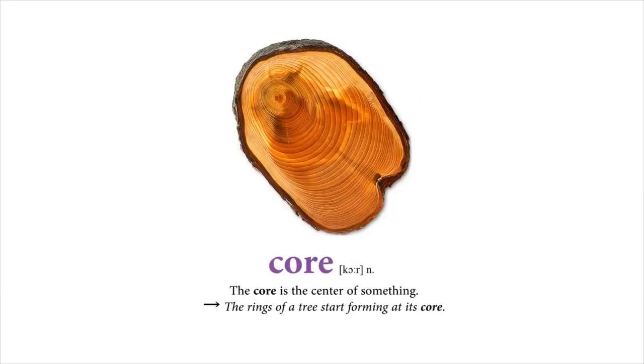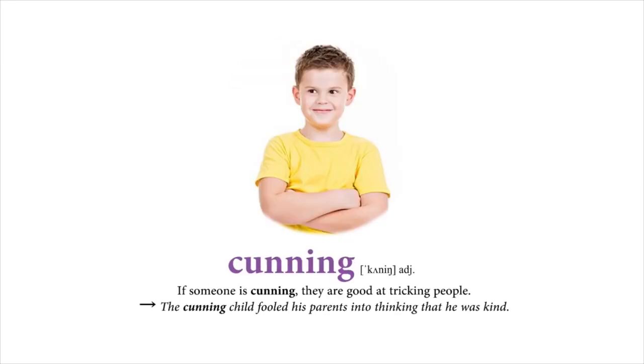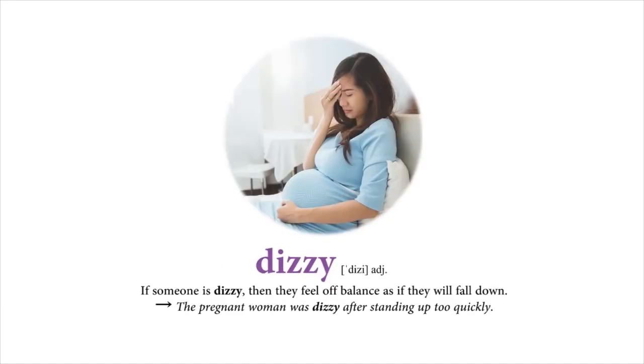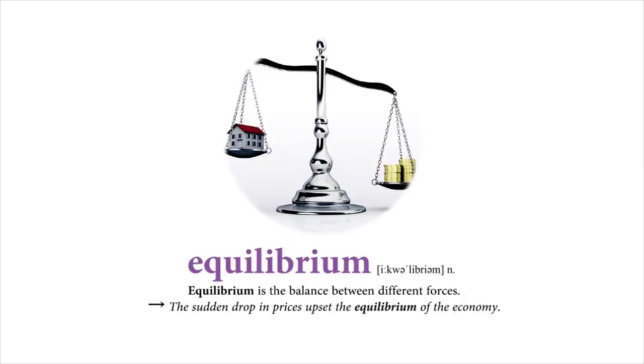Core. The core is the center of something. The rings of a tree start forming at its core. Cunning. If someone is cunning, they are good at tricking people. The cunning child fooled his parents into thinking that he was kind. Dizzy. If someone is dizzy, then they feel off balance as if they will fall down. The pregnant woman was dizzy after standing up too quickly. Equilibrium. Equilibrium is the balance between different forces. The sudden drop in prices upset the equilibrium of the economy.